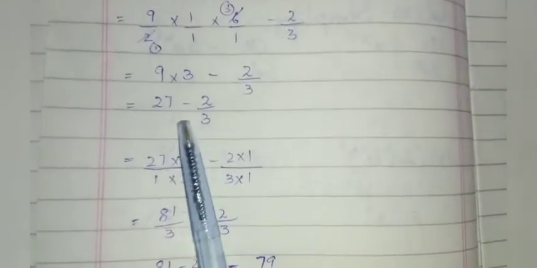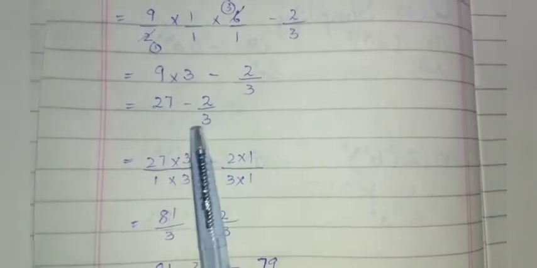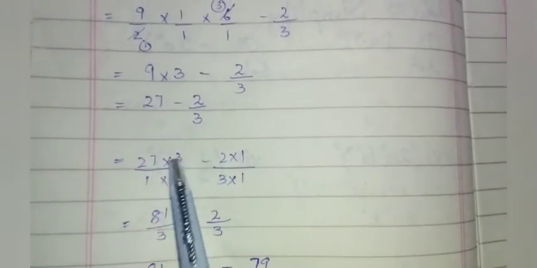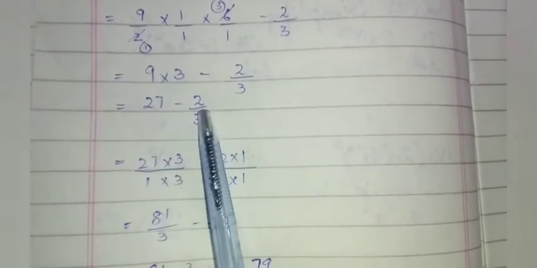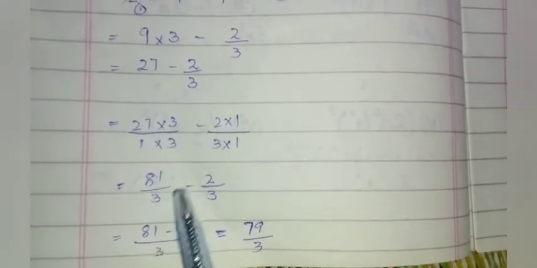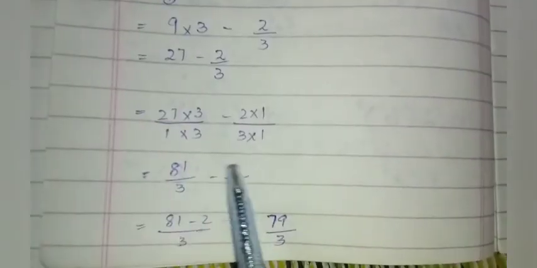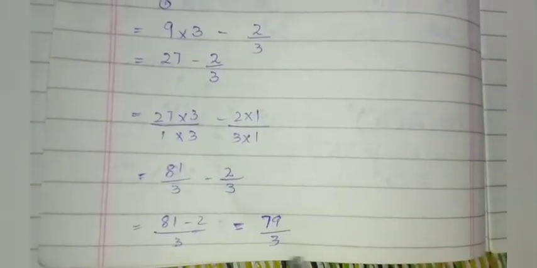Now we have to find the LCM. So the LCM is 3, so we have to make the denominator equals to 3. So 27 multiplied by 3 over 1 multiplied by 3 minus 2 multiplied by 1 over 3 multiplied by 1. 27 3s are 81 over 3 minus 2 1s are 2 over 3 1s are 3. Now the denominators are same. So 81 minus 2, that is equal to 79 over 3 is the answer.